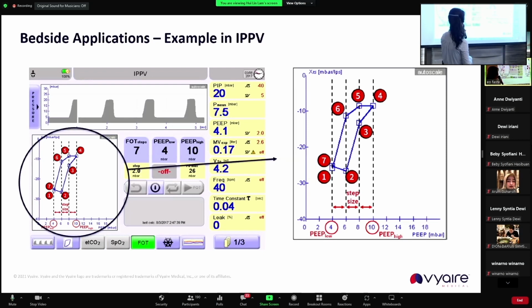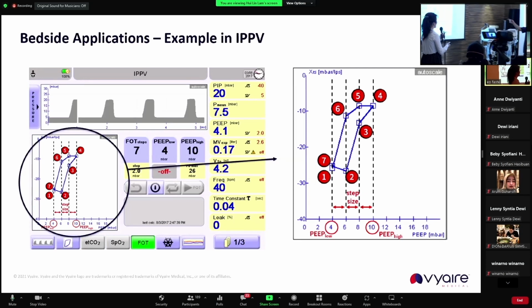Okay, to do the loop itself, the recruitment, the PEEP trial, we can do it in both high frequency as well as in conventional modes. Is it correct? Okay. Maybe I will continue the question.